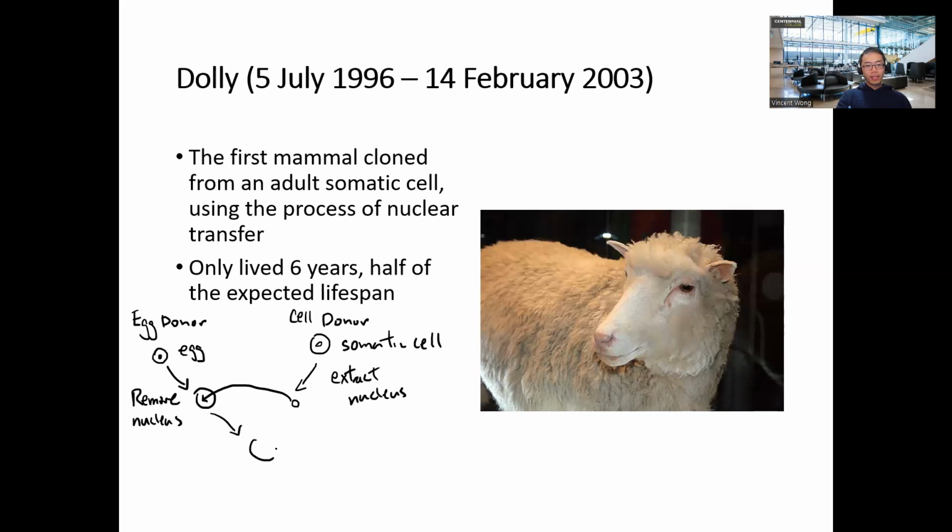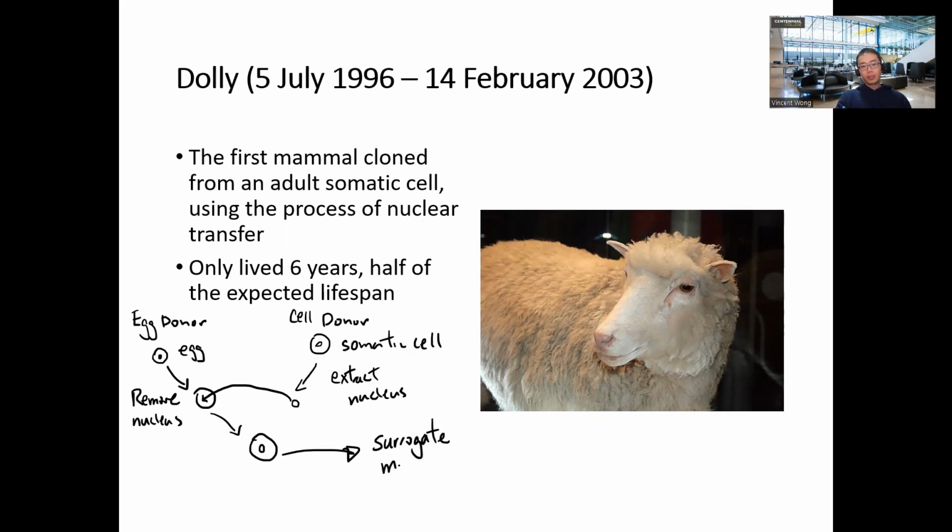And then you end up having an egg with a full set of chromosomes in it. I forgot how many chromosomes the sheep has. But the egg would only have half of it, right? So they remove the nucleus, and now they put the nucleus of an adult cell into the egg. So now it has the full set of chromosomes. Then they implant this egg with the full set of chromosomes into a surrogate mother.